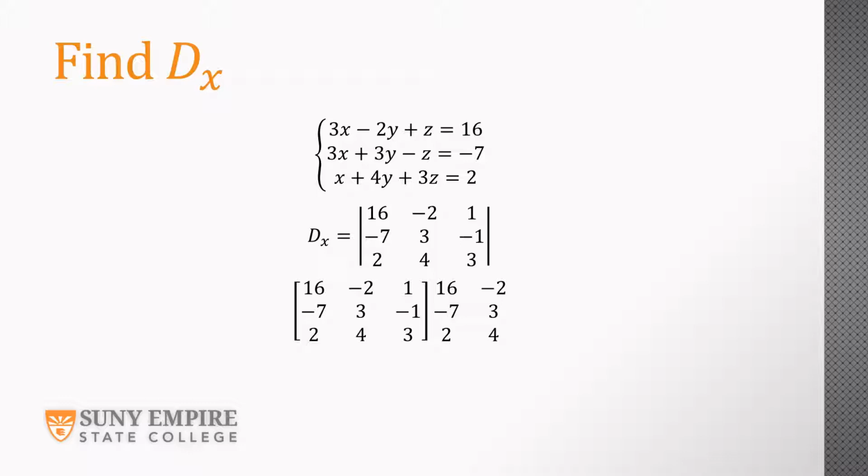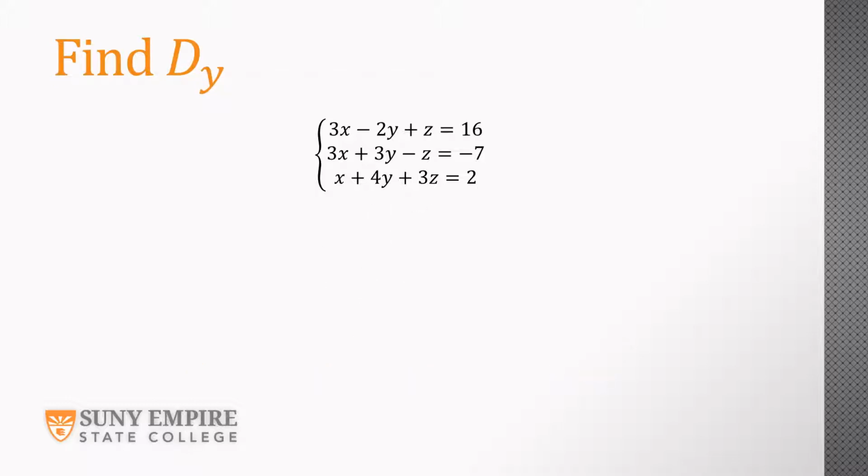We find the diagonal products and add or subtract them as needed. We have 144 plus 4 plus negative 28 minus 6 minus negative 64 minus 42. Combining, we find the determinant for the X matrix is 136. Now we will find the determinant for the Y matrix.